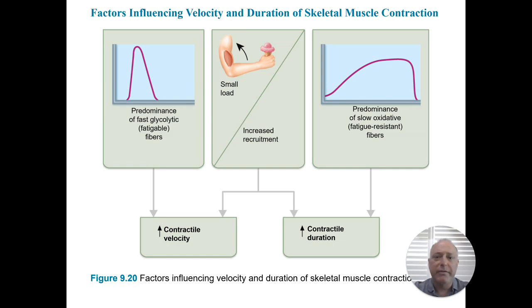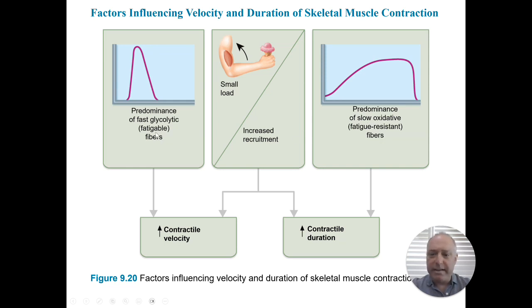So the factors influencing velocity and duration are the type of fibers. There are different fibers, there are at least two: fast glycolytic or slow oxidative. Now, when we refer to glycolytic, we're referring to breakdown of glucose without oxygen. This occurs much more rapidly than the oxidation of glucose, which produces far more ATP.